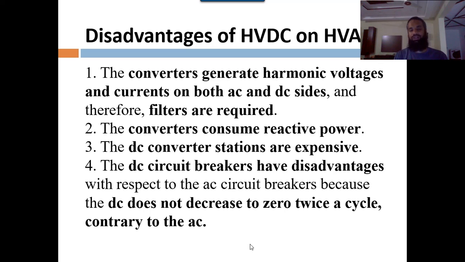The DC converter stations are expensive, and DC circuit breakers have a disadvantage with respect to the AC circuit breaker, because the DC does not cross zero twice a cycle, contrary to the AC. So for the AC we need a special kind of circuit breaker dependent on the voltage level. For the DC, we can say that the DC does not require a huge number of inverters or breakers.